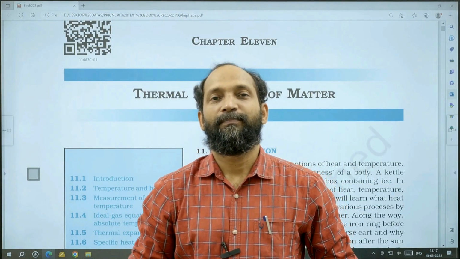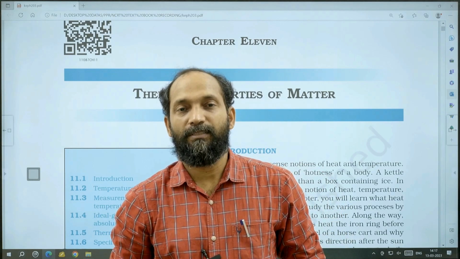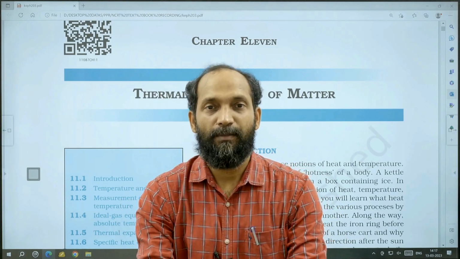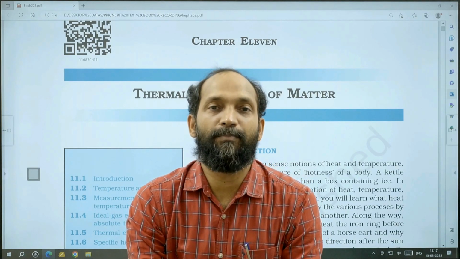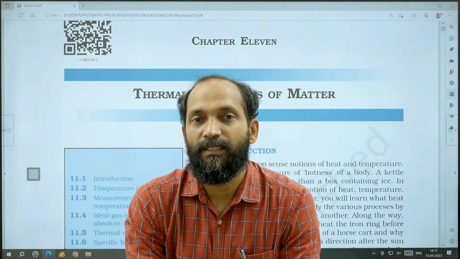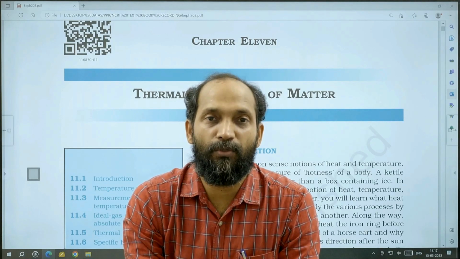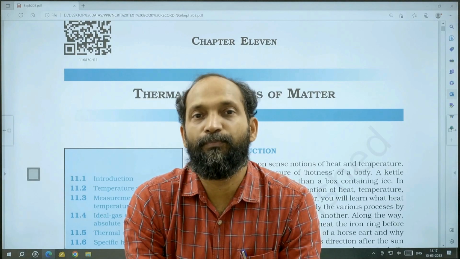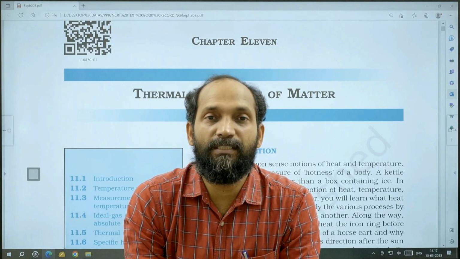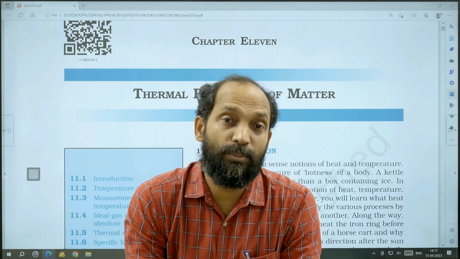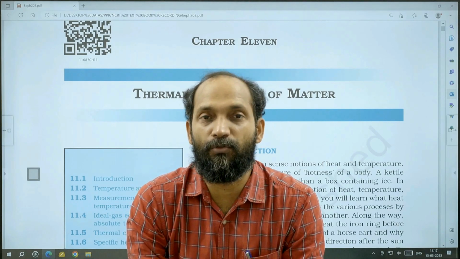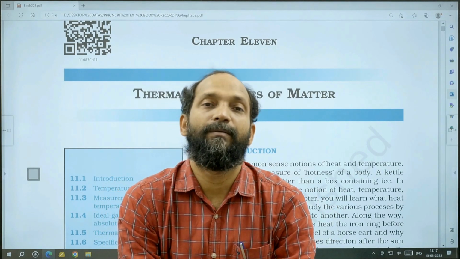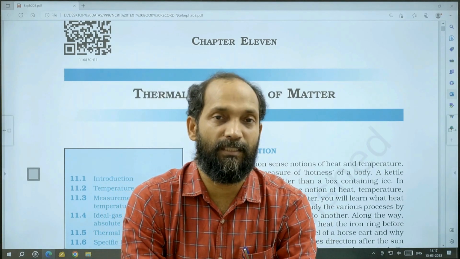Hello children. Now we do the chapter Thermal Properties of Matter for quick revision. This chapter we begin with the concept of heat and temperature. Temperature is the degree of hotness or coldness of a body which can determine the direction of heat flow. Heat is a form of energy which causes in us the sensation of hotness or warmth. Heat energy can be measured using a calorimeter, but temperature is measured using a thermometer.